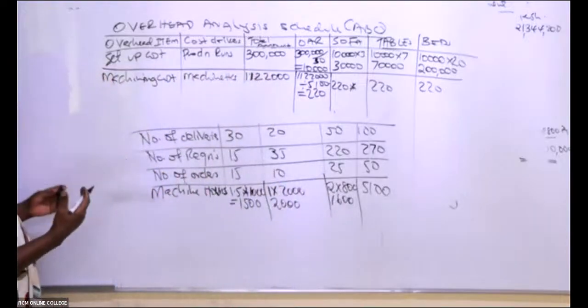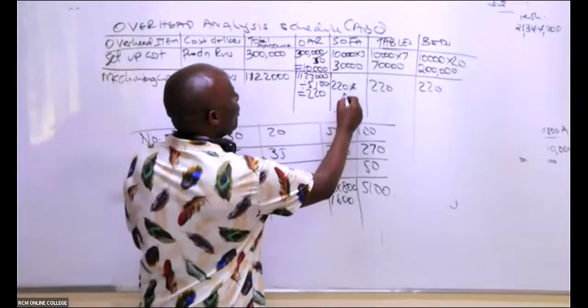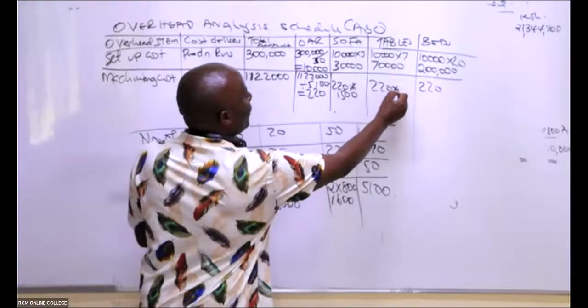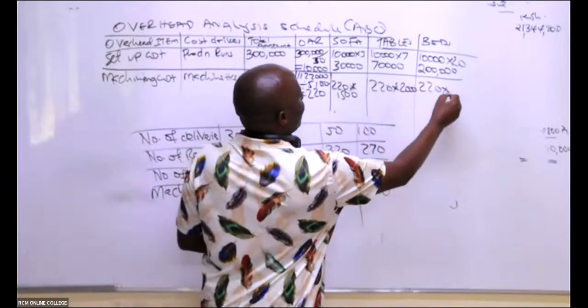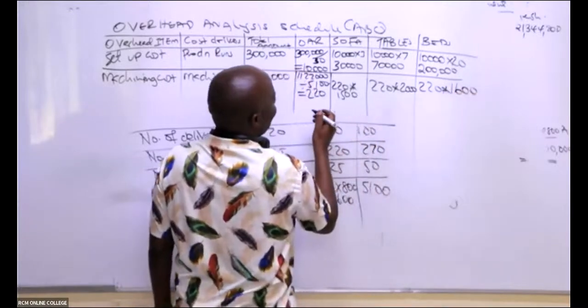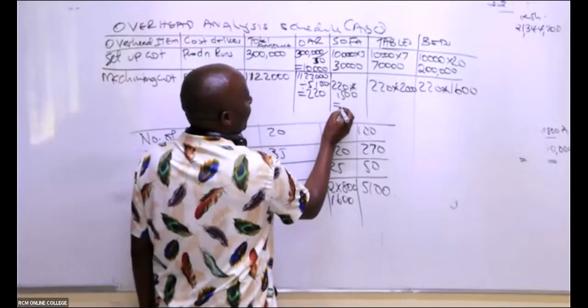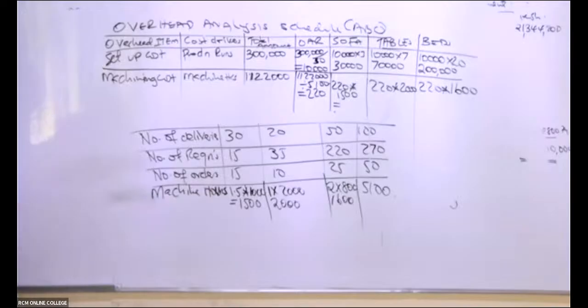If it is sofa set machine hours, I have the machine hours for sofa set. They are 1,500. Times, in this case here, 2,000. Times 1,600. Like that. So are you able to give me these values?